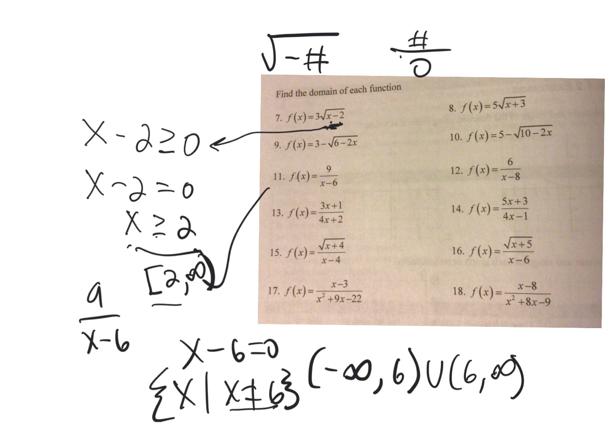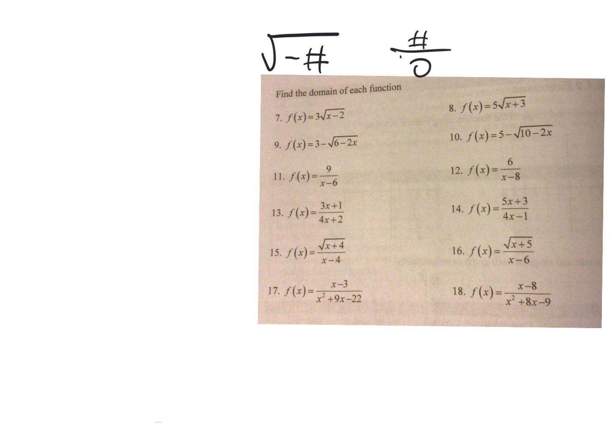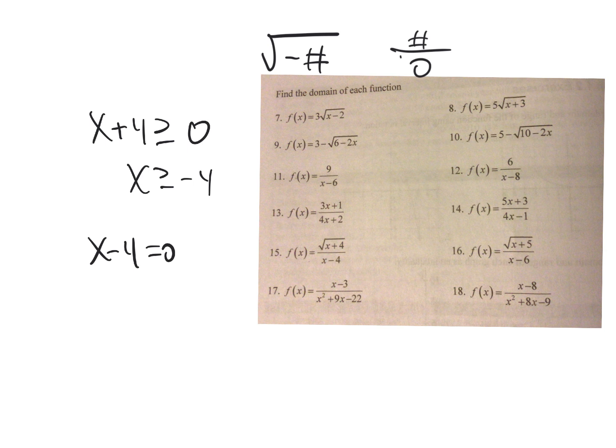Okay, so we've done radicals, we've done rational expressions. How about something like number 15? Okay, so I see a radical, I see a rational expression. So let's worry about the radical first. I know that x plus 4 can't be negative. So where is x plus 4 greater than or equal to 0? Well, that's when x is greater than or equal to negative 4. When does x minus 4 equal 0? Well, that happens at positive 4. So x can't be positive 4. x has to be greater than or equal to negative 4.